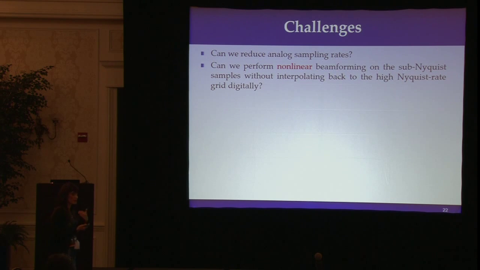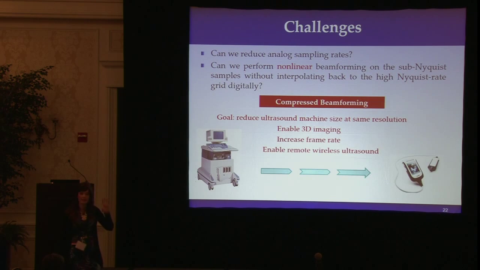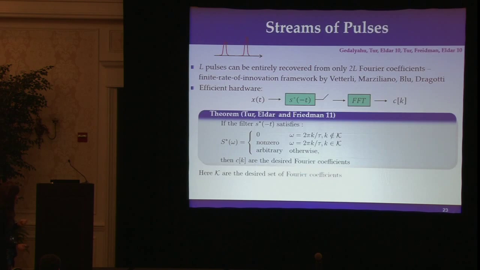So the question is, could we sample at a low rate, but then somehow do this nonlinear processing from the low rate samples? And what we'll see is that this could be done by a process called compressed beamforming that I'll explain in the next few slides. And what this will allow us to do, like I said, is reduce the size of the machine, enable 3D imaging, which is very, very important because the volumes there are very high. It will enable us to increase the frame rate, which is very important in cardiac imaging. And finally, I'll show you a short demo of a wireless ultrasound. Because the data rate is low, we could do this remotely.